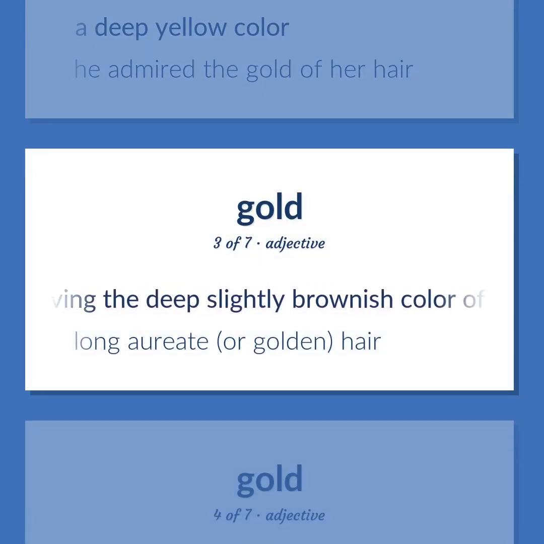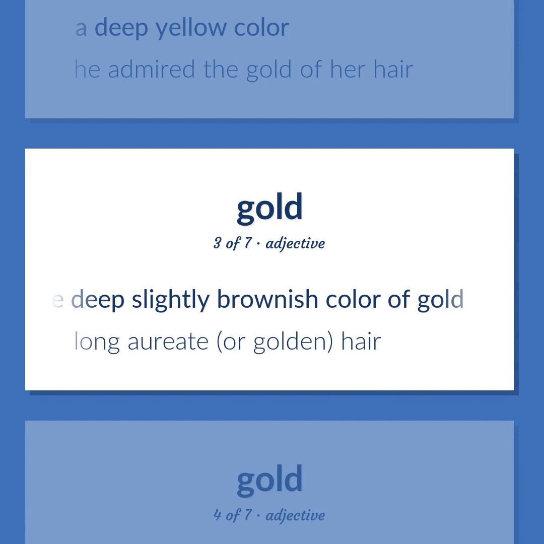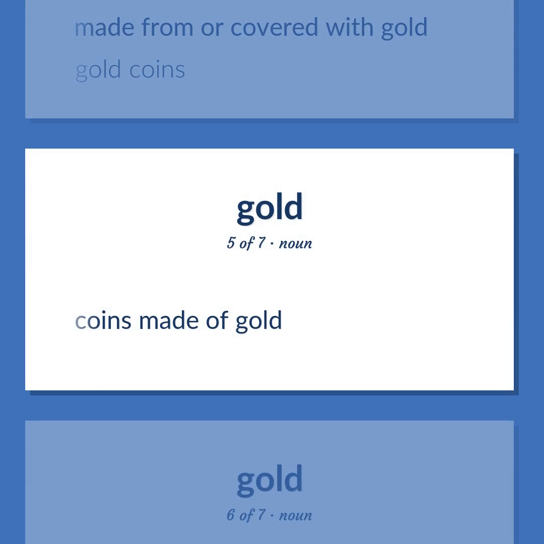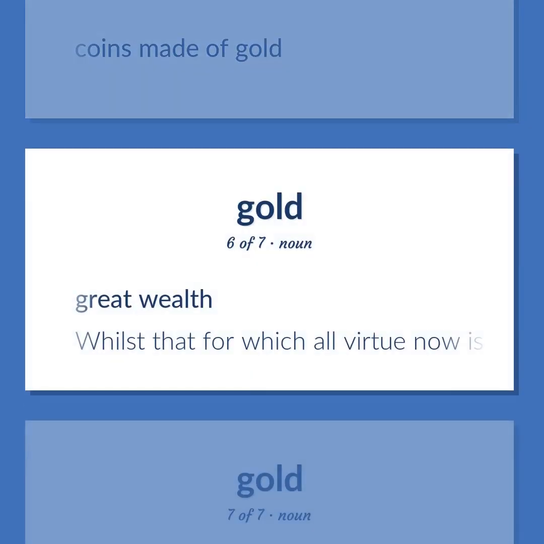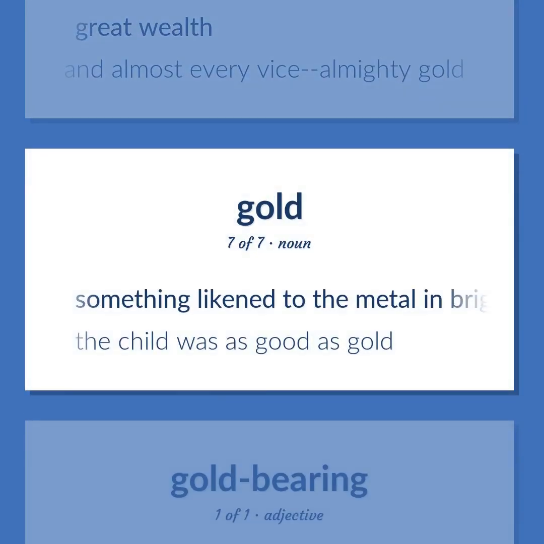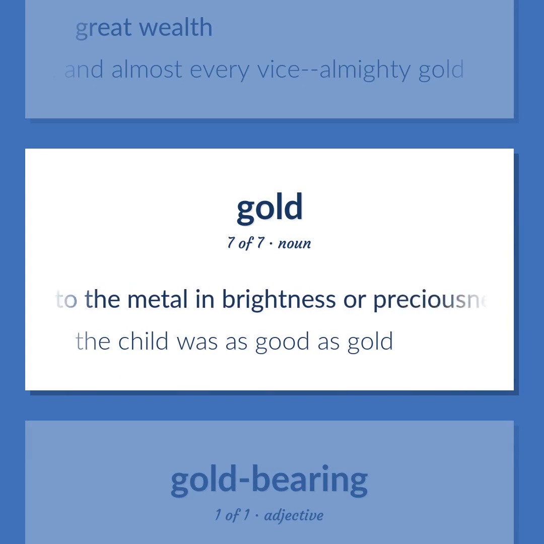Having the deep slightly brownish color of gold. Long aureate, or golden, hair. Made from or covered with gold. Gold coins. Coins made of gold. Great wealth. Whilst that for which all virtue now is sold, and almost every vice, almighty gold. Something likened to the metal in brightness or preciousness or superiority, etc. The child was as good as gold.